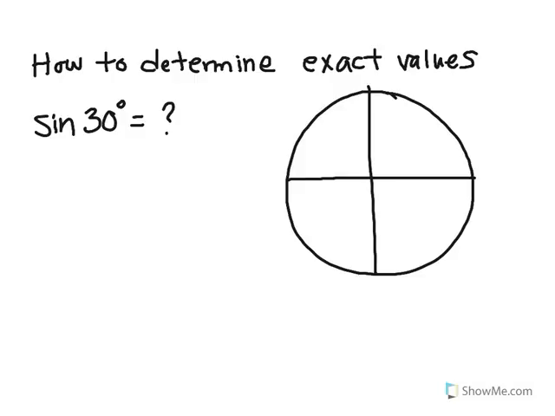Okay, so the next part of this tutorial, we are going to try to determine how to find exact values. And we need to make sure that we know exactly what exact values are. Exact values can contain radicals, like square root symbols, and they can be fractions, but they cannot be decimals. So no decimals anywhere, okay?